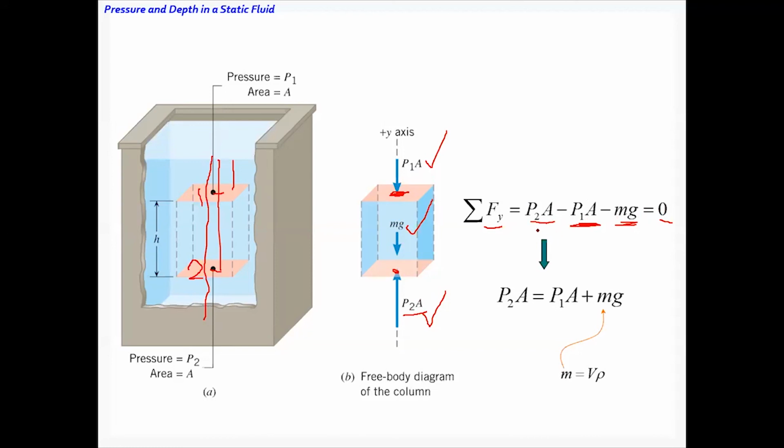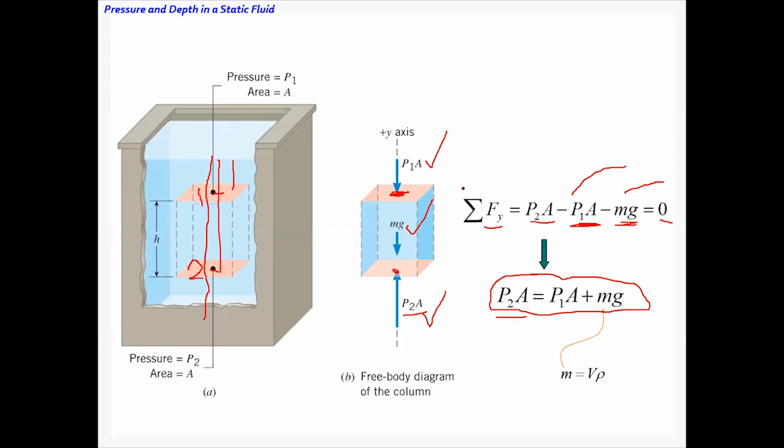So P2A equals, if you take these 2 on the right-hand side, both P1A and mg, then what do you get? You get the relationship between P2A and P1A, which is P2A equals P1A plus mg. That's how P2A and P1A are related. Does it make sense?